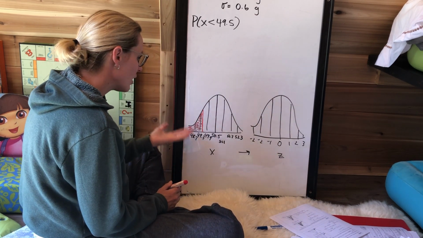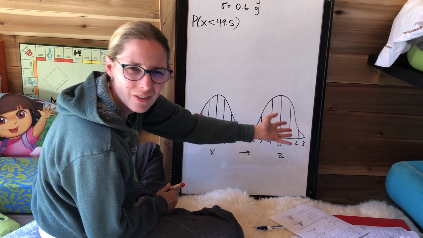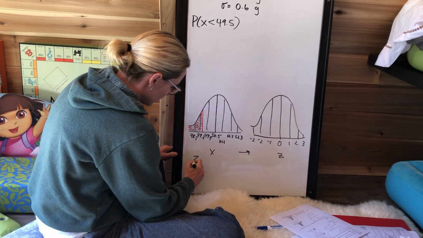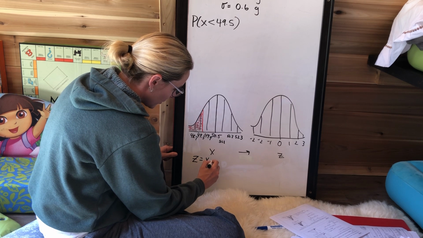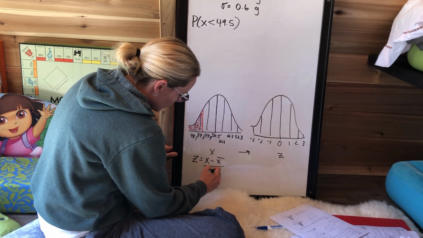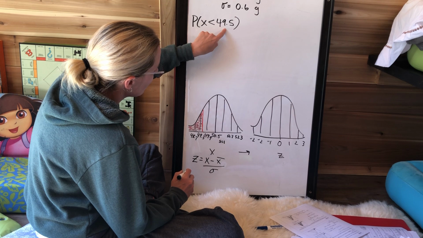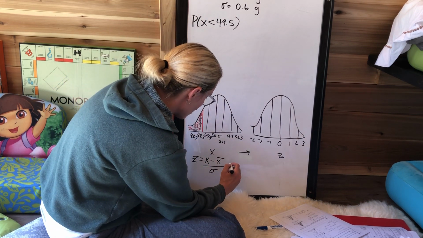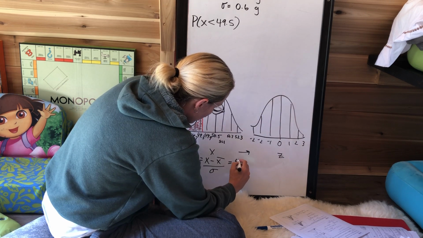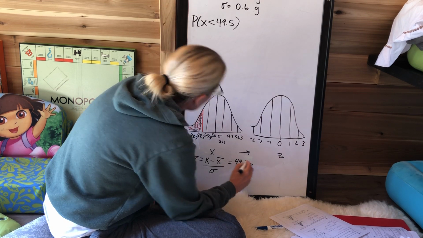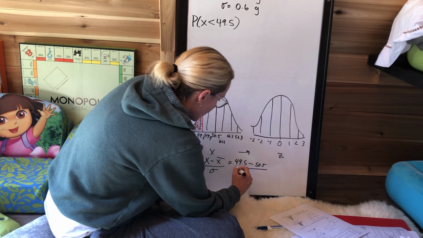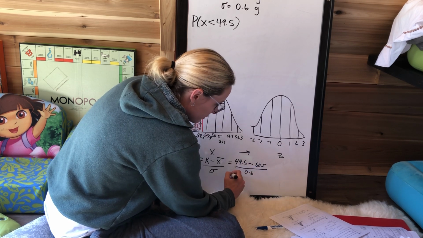So you're saying, okay, well, how does this compare to this? Well, you have to do what's called calculating a z-score. We take our x value, which is the one they're asking us for, we subtract the mean, we divide by the standard deviation. So in our case, we take 49.5, we subtract our mean, which is 50.5, and we divide by 0.6.